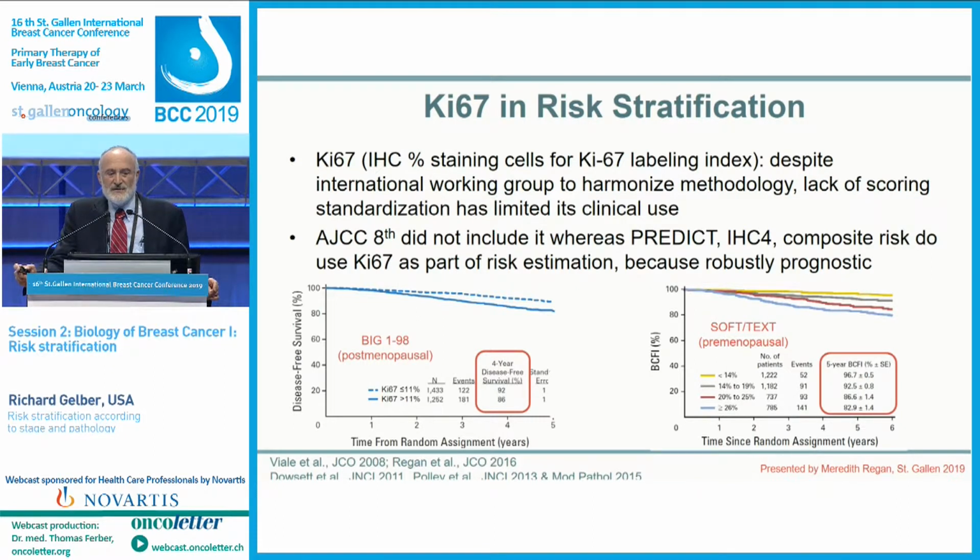What about Ki67 as a risk factor? It's IHC percent stained cells. Despite an international working group to harmonize methodology, there is a lack of scoring standardization, and this has limited its clinical utility. AJCC, however, did include the PREDICT and the IHC4 composite risk. They all use Ki67 as part of the estimation of risk because Ki67 is robustly prognostic, as shown in these diagrams from BIG 1-98 and SOFT and TEXT.